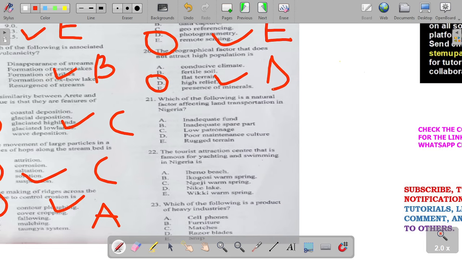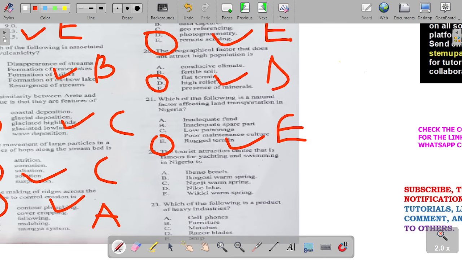21. Which of the following is a natural factor affecting land transportation in Nigeria? We have inadequate funds, inadequate spare parts, low patronage, poor maintenance culture, rugged terrain. Of course, 21 is E.